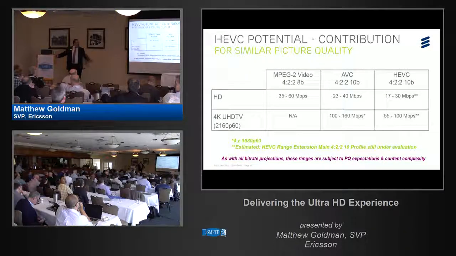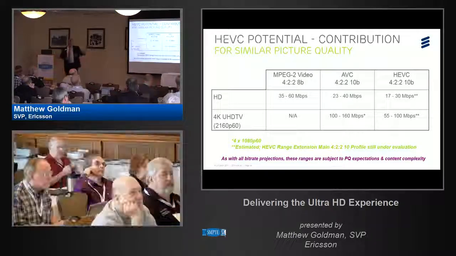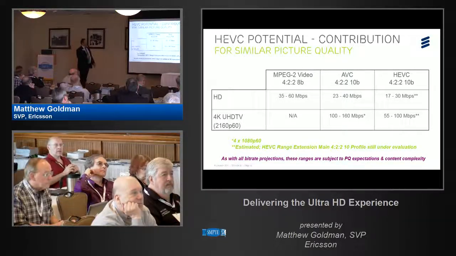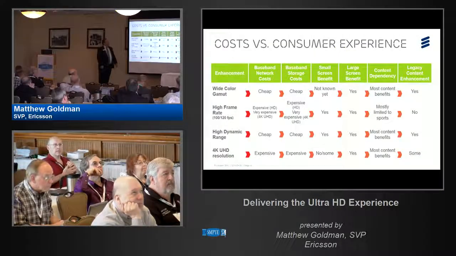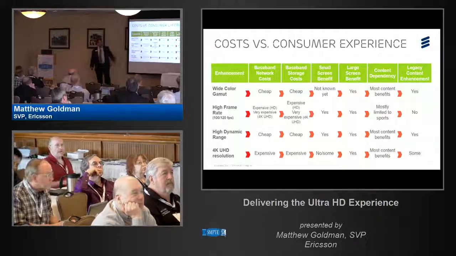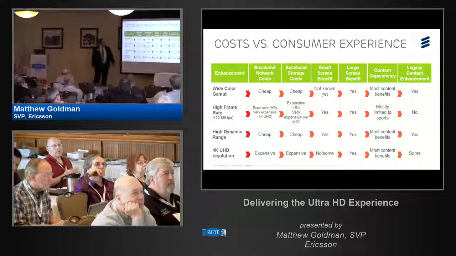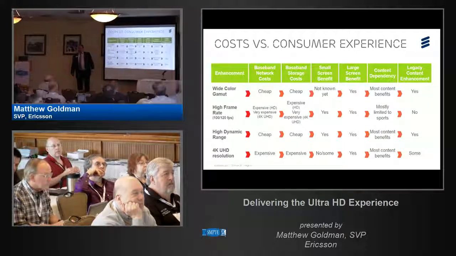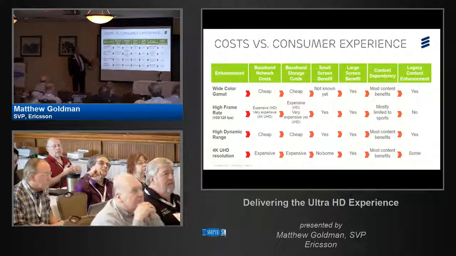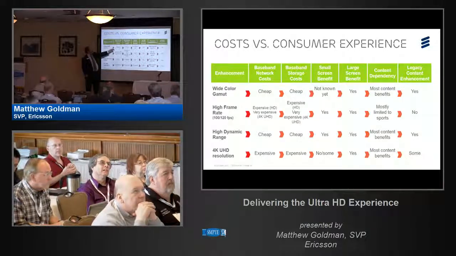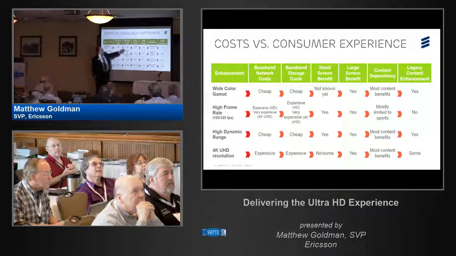So, I'm not going to spend too much time on this, but for contribution, obviously this is higher bit rates here. A lot of people do contribution stuff on this. Costs, evil world of costs, versus consumer experience. Part of my colloquial use of the English language here. But if you're doing a wide color gamut, it really doesn't impact your baseband network cost, your baseband storage.